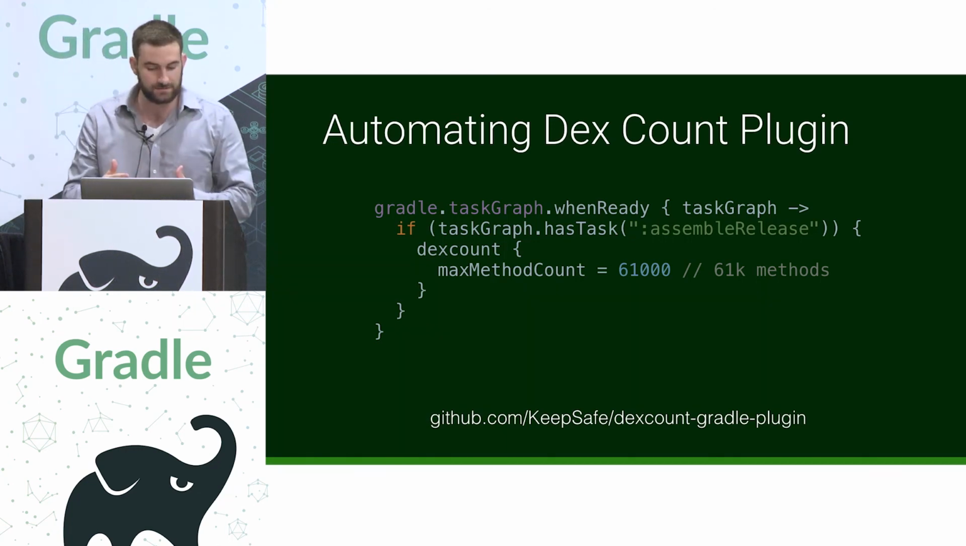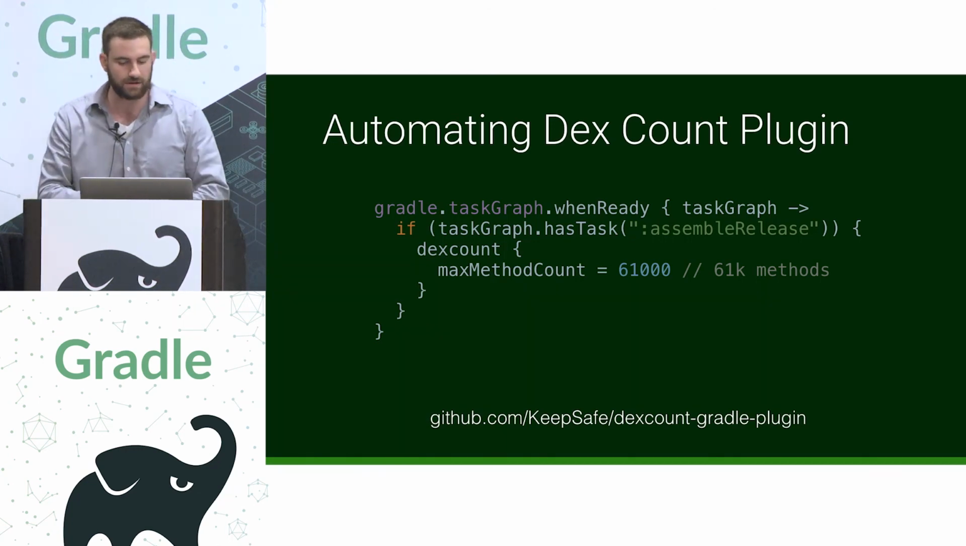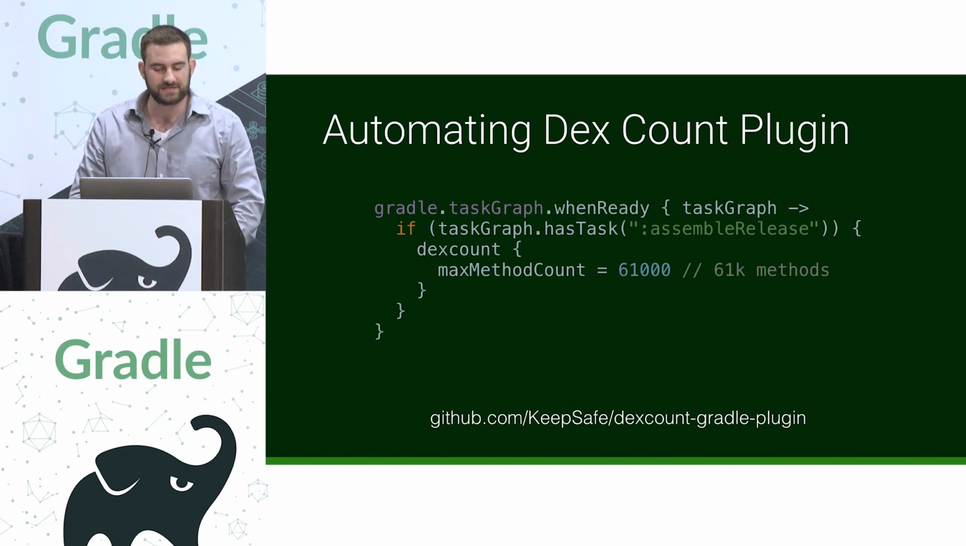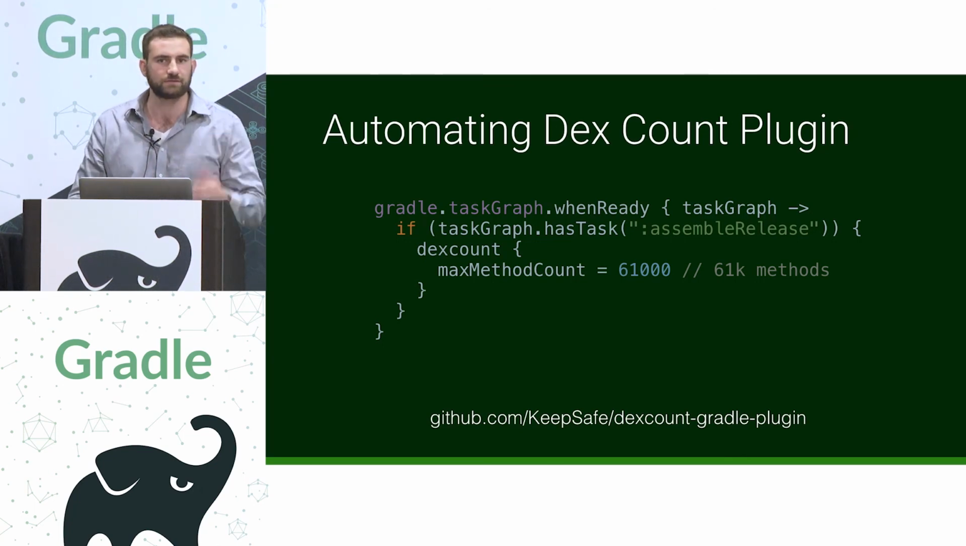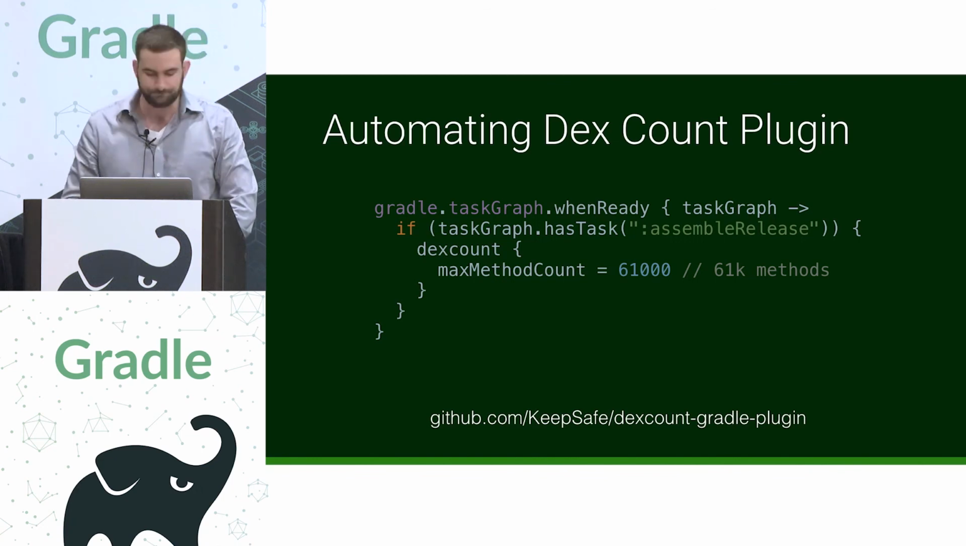So this is way over optimized. Currently we're at about 60,800 methods. If you really want to go a little bit crazy, you can pad it out to about 61,000 or 62,000 and really automate this. So anytime you run Gradle assemble release, you can break the build on method count.